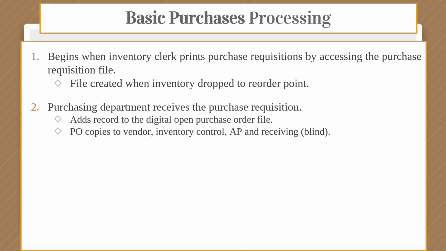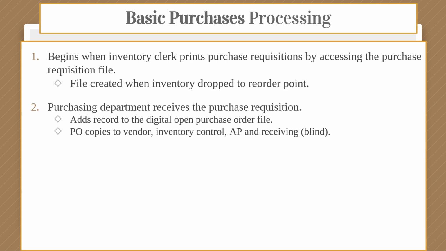Then two, the purchasing department receives the purchase requisition, and they will add records to the digital open purchase order file. Purchase order copies will be sent to the vendor, inventory control, accounts payable, and the receiving department will get one copy of the purchase order, but it will be blind of the figures, the quantity and the item description.